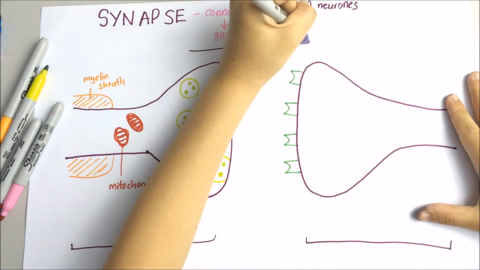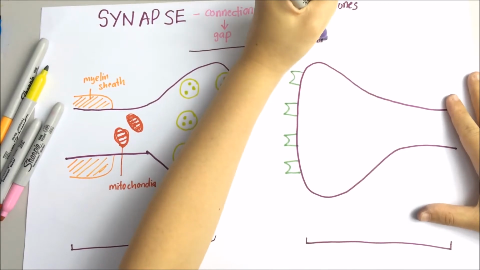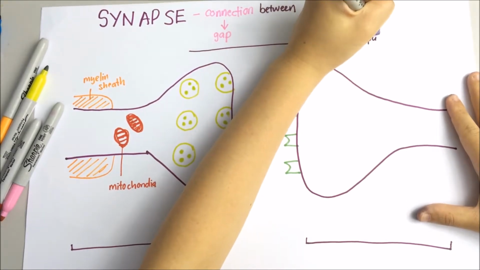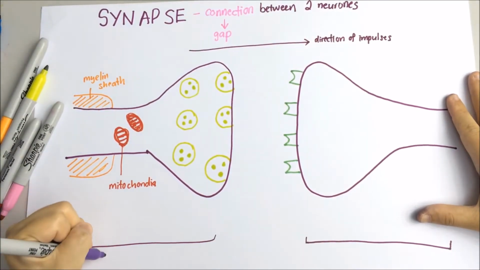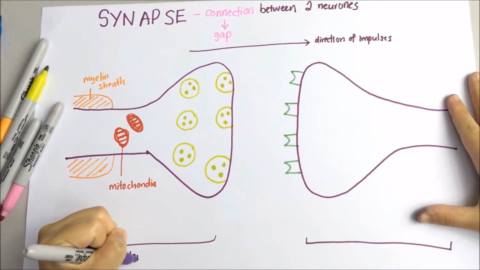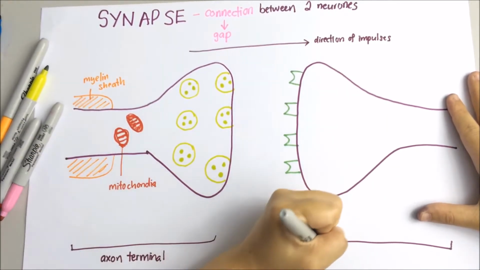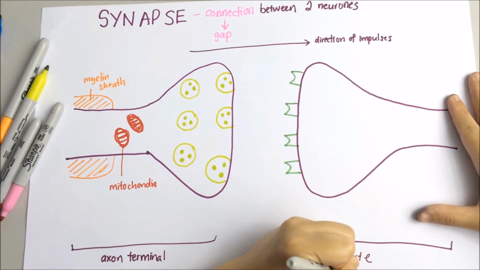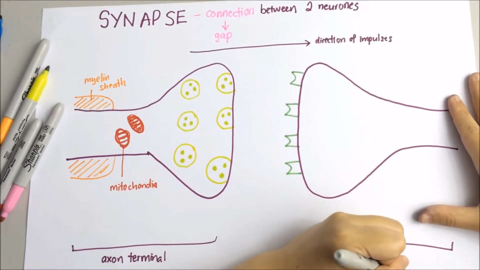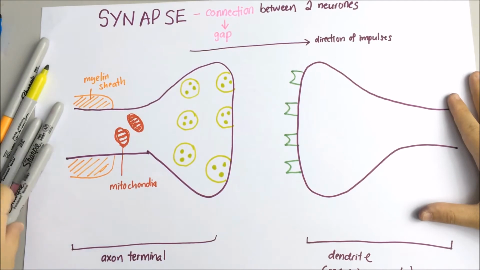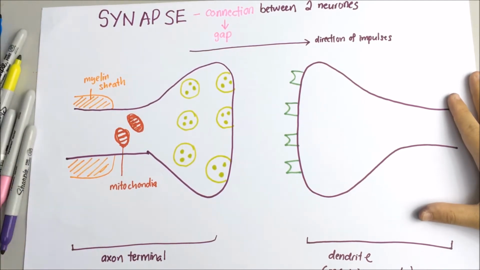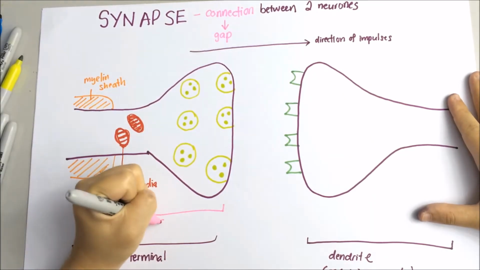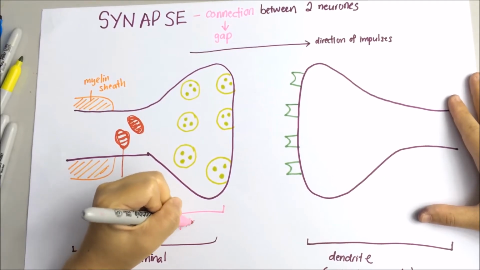So let's say this is the direction of electrical impulses. This is the axon terminal, and the receiving part will be the dendrite. You can imagine the left side is one neuron, and on the right side there's another neuron. You can see that the end of the neuron enlarges into a synaptic terminal.